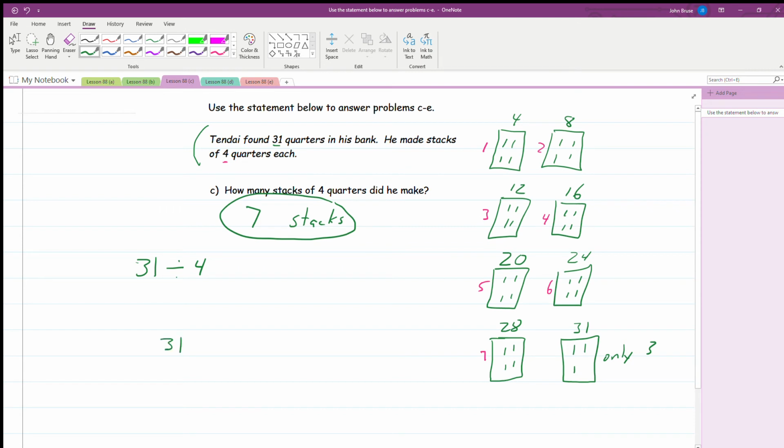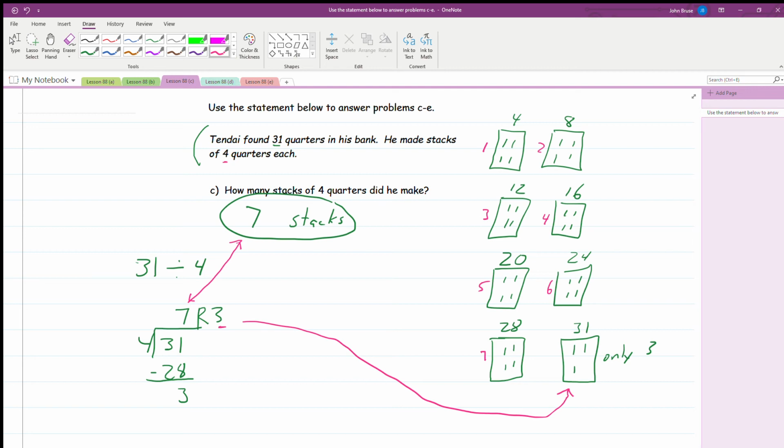31 divided by 4. Well, I know that 4 times 7 is 28. That's pretty close. And 4 times 8 is 32. That's too big. So we're going to go with 7. 7 times 4 is 28. We subtract, and we're left with 3. There's nothing else to drop down, so that's our remainder. 7, remainder 3. And if you look closely, you'll notice that 7 stacks is the same as our quotient without the remainder. And the remainder is this last table over here with only 3 people on it.